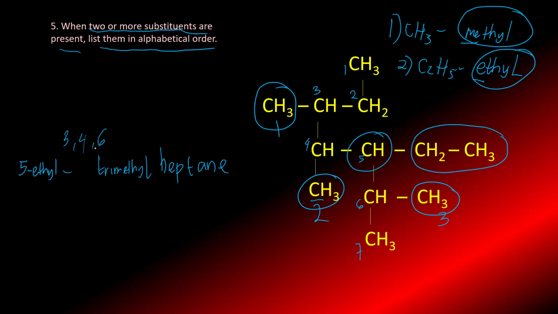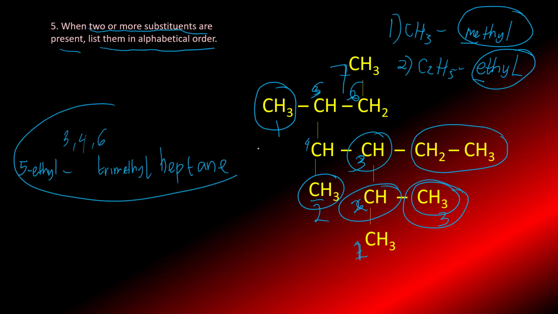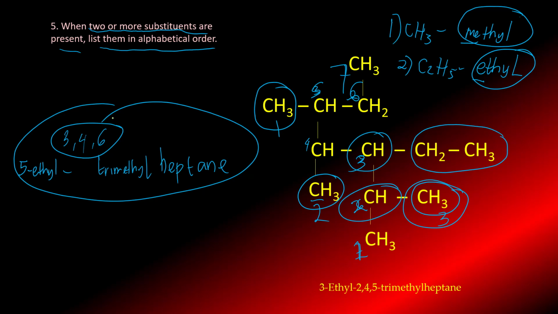But remember that the numbers of the alkyl groups should be the nearest numbers. If we try an opposite arrangement, it will be 1, and then 2, 3, 4, 5, 6, and 7. What we get here is that the first methyl will attach to the second carbon. So we can cancel the earlier name because it shows bigger numbers. The name should be 3-ethyl-2,4,5-trimethylheptane. Remember that we cancel the other name because we want the nearest numbers for the alkyl groups that attach to the longest chain.